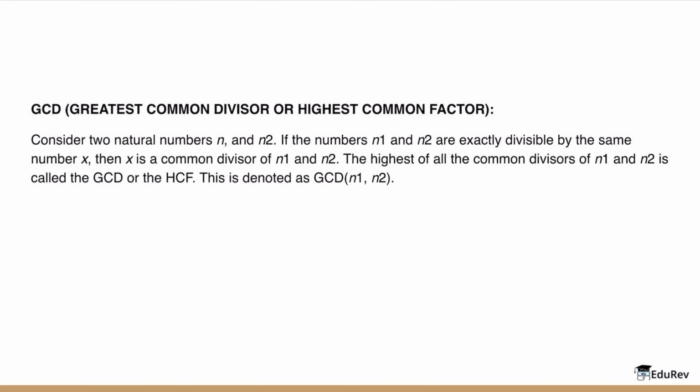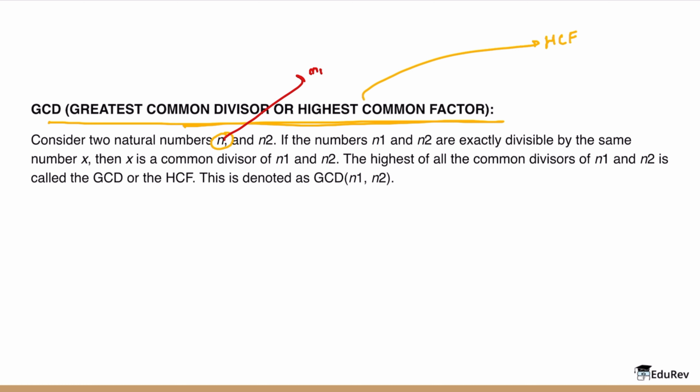So we were basically studying greatest common divisor or highest common factor. HCF is nothing but the highest common factor, and GCD is nothing but the greatest common divisor. Now what you need to do is consider two natural numbers, N1 and N2. If the numbers N1 and N2 are exactly divisible by the same number, say X, then X is nothing but a common divisor of N1 and N2.